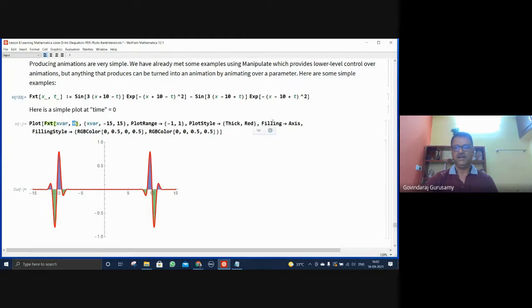And axis filling. This is something new we are going to learn. With respect to this axis, whatever curve you have will get filled. That is the filling axis. The filling style has also been given, up and down. There are two, above that and below that. So you can see one of them is green, the other one is blue. And the plot style is red thick. So the red thick curve is connected to this. This is what the pulse is.